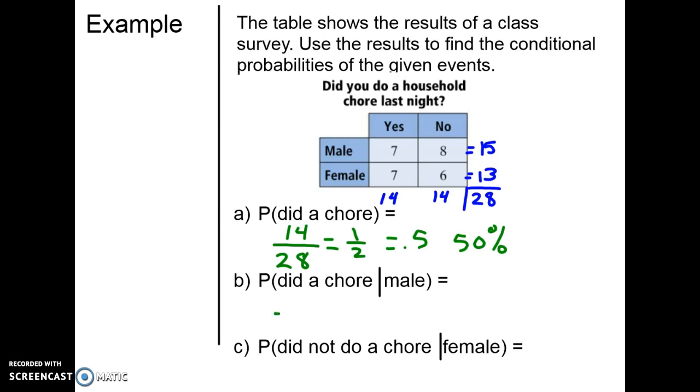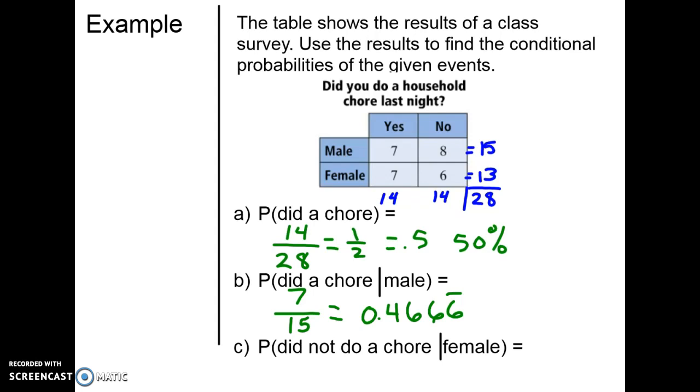Well, in this case, we're only talking about the males, so we only have 15 to choose from. And did they do a chore? Well, there were 7 of them that did. So now we're talking about 7 out of 15. We're not talking about the females at all. We're putting the condition on of did they do a chore given that they're male. And once you divide that out, you get just under 50%, 0.46, and it's actually 6 repeating. So between 46 and 47%.